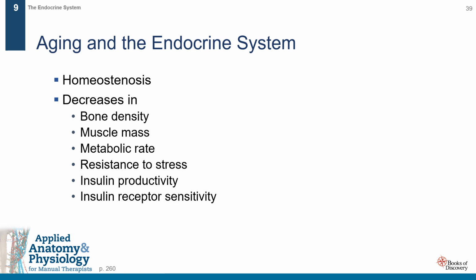Other changes in endocrine activity include a decrease in insulin production combined with decreased receptor sensitivity to insulin in body cells. This is why blood glucose levels climb swiftly after eating and take longer to return to normal, making older adults even more susceptible to type 2 diabetes.